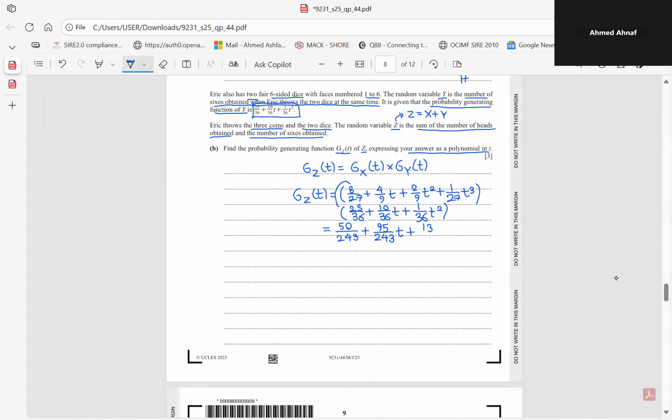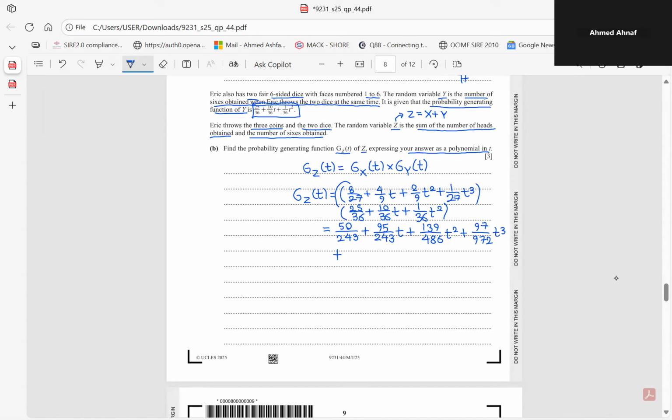Then you would get 139 over 486 t squared. And for t cubed, just multiply 4 over 9 times 1 over 36 plus 2 over 9 times 10 over 36 plus 1 over 27 times 25 over 36. You would get 97 over 972 t cubed.